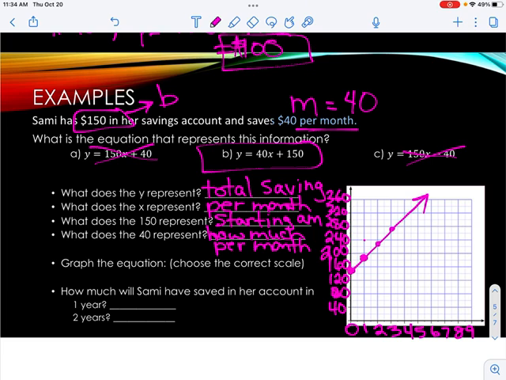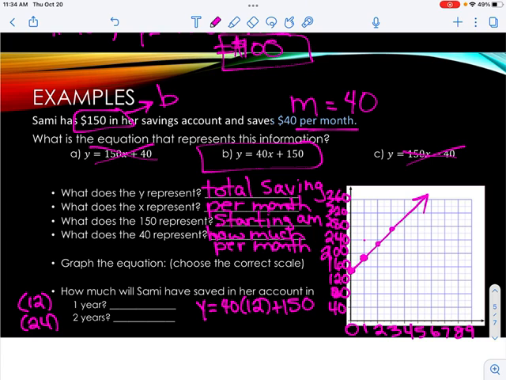Then it says, how much will Sammy have saved in her account in 1 year? Now remember, 1 year is 12 months. 2 years is 24 months. So what we're going to do is we're just going to go y equals 40 times 12 plus the 150.